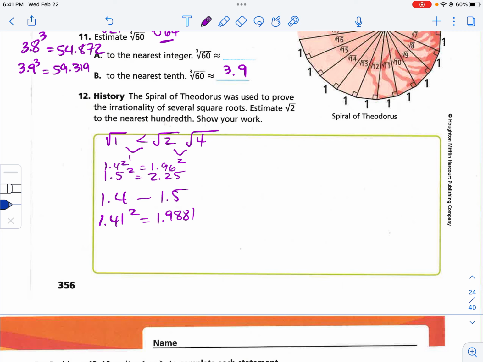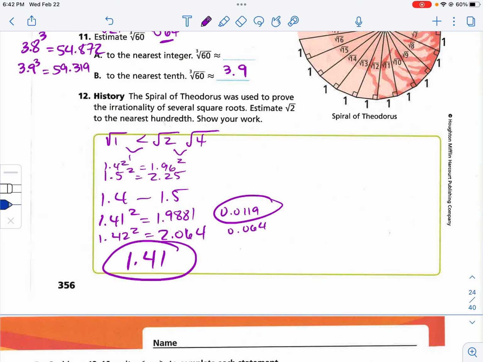1.42 squared, that'll get me 2.0164. Okay? 2 minus 1.9881, the difference here would be 0.0119. The difference here is 0.064. So it's closer here, so 1.41.